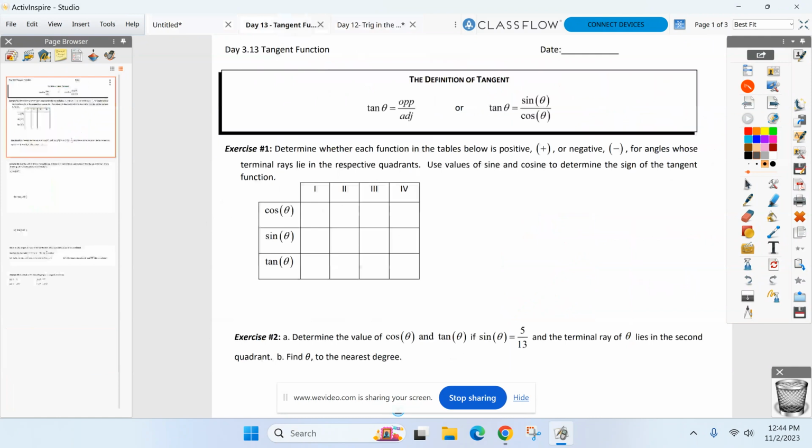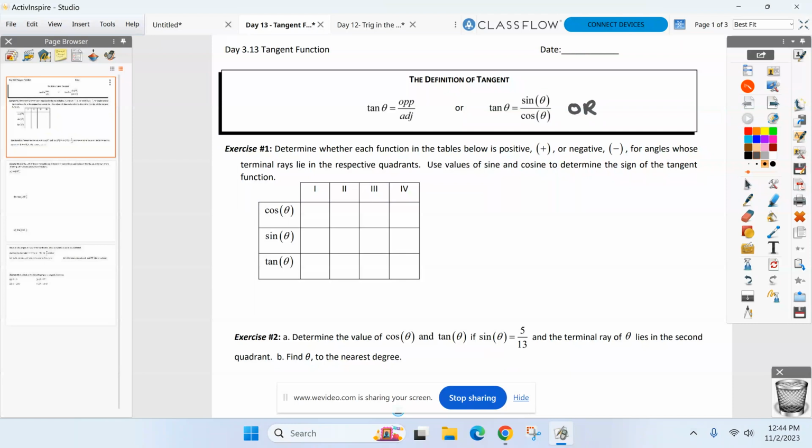Okay, SOHCAHTOA, tangent's opposite over adjacent. All good? I think we're pretty solid there. Now a couple new ones I need you to be aware of. Tangent's also equal to sine over cosine. Sine value over the cosine value. That is tangent. And you're going to write in a third one for me.